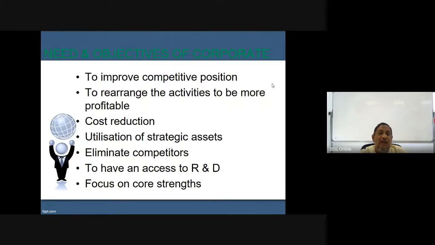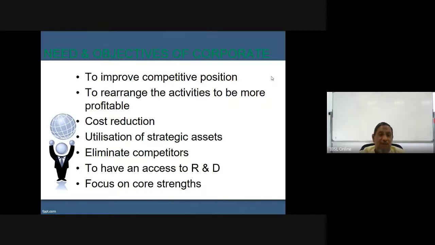Therefore, a number of stakeholders depend largely on large businesses. Therefore, restructuring or putting them back into business is very important. Rearrange activities to be more profitable.